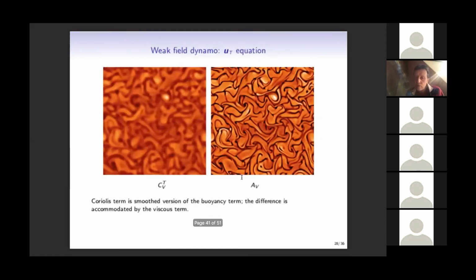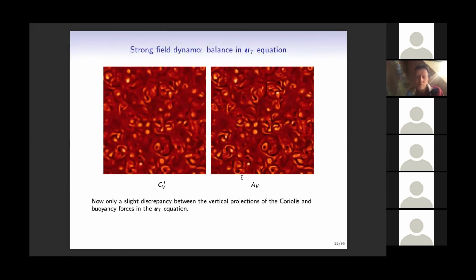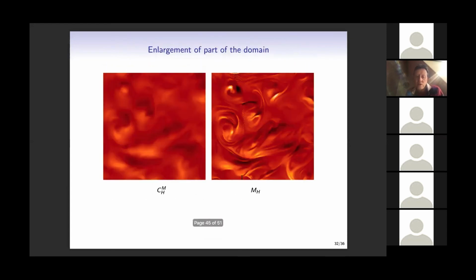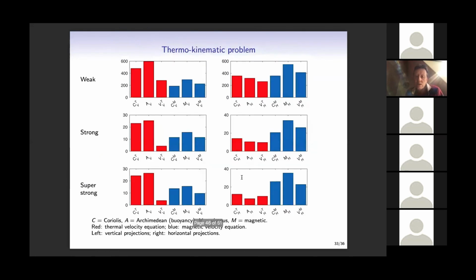They are strong field solutions. They're very different, they have a large scale velocity and everything. That's just a blow up, but you can't get rid of the viscous term.